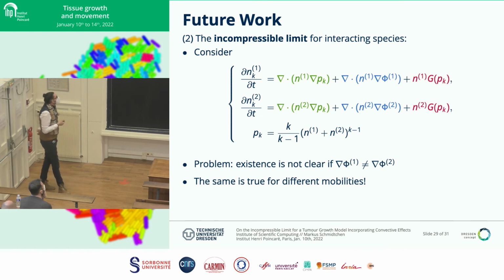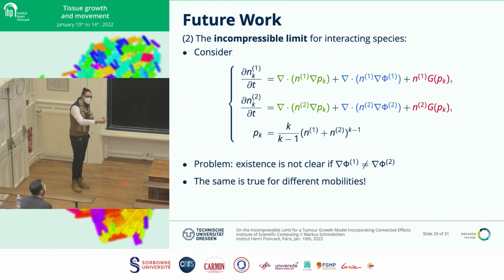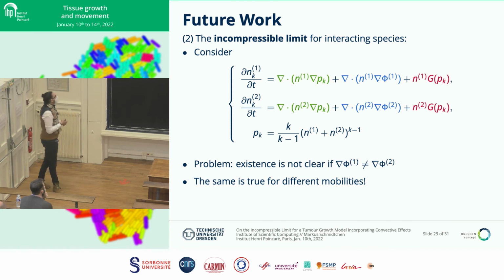And the same is actually true also for different mobilities. If we were to assume that the cancerous tissue moves or diffuses or responds to pressure faster than the normal tissue, then I know of one existence result.